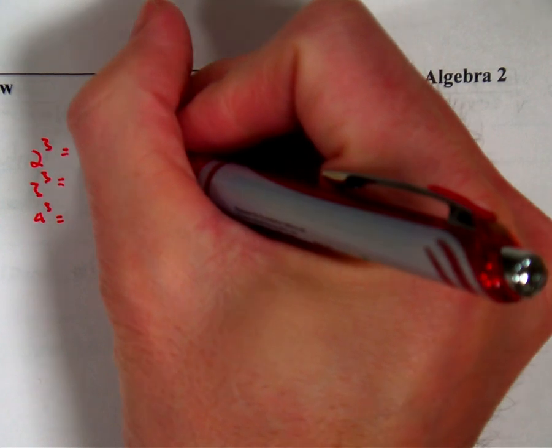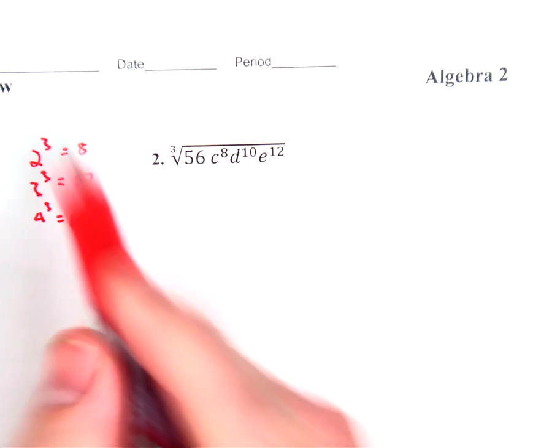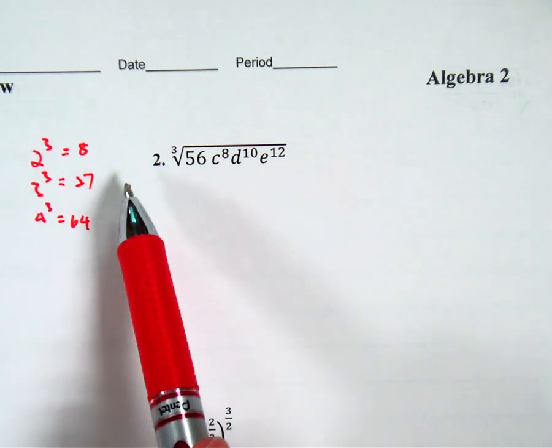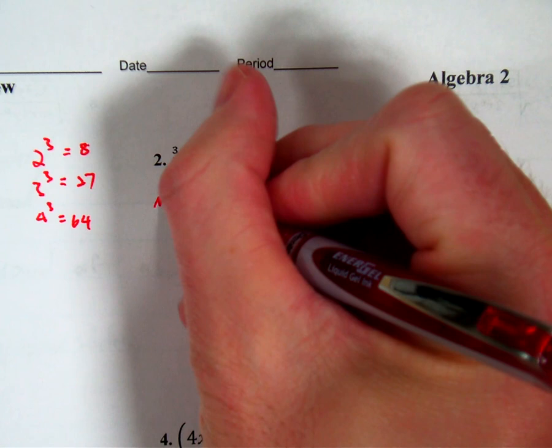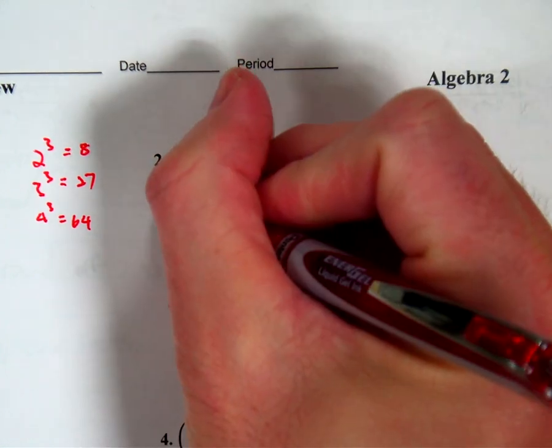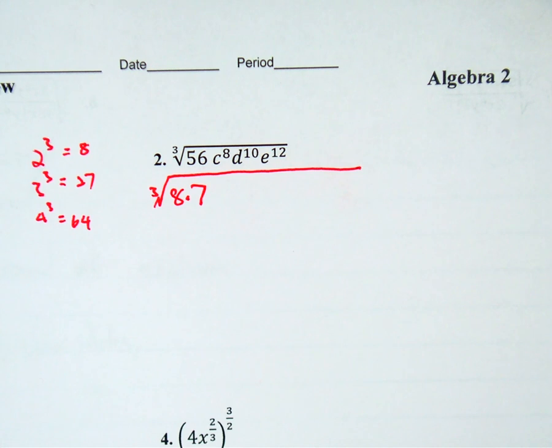So we'd have 8, 27, 64. You can keep going down the line. Alright, we're going to have 8 going into 56. Cube root of 8 times 7. We can do the cube root of 8. It's going to be 2, and then we'll have the 7 left over.